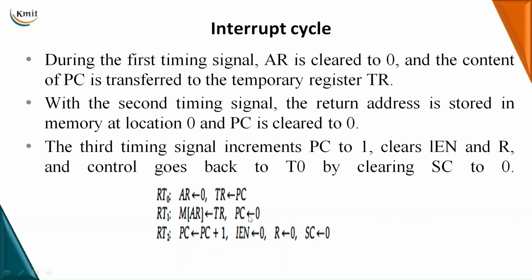And PC will now be cleared to 0. At the timing signal T2, the PC will be incremented by 1, so that PC now becomes 1. Interrupt enable will be set to 0, and the R flip-flop and sequence counter will be cleared to 0. So that is what happens in the case of the interrupt cycle.